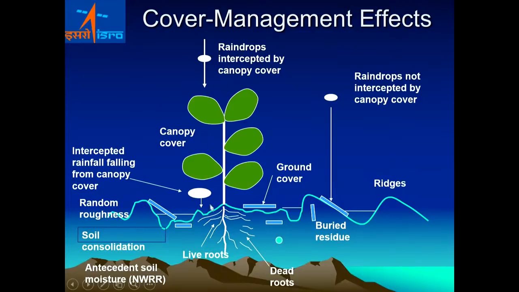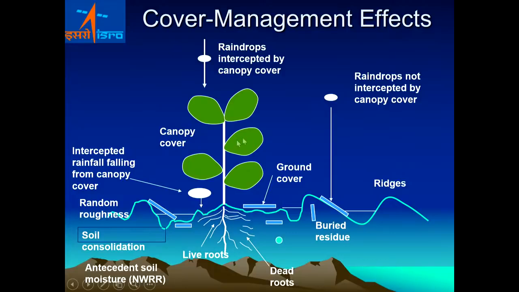That is your vegetation. Suppose plant leaves: raindrops are intercepted by vegetation or leaves, and then the rainfall falling over them has less energy, and it will not be able to detach the soil particles.